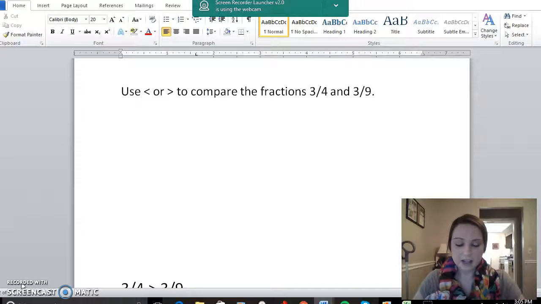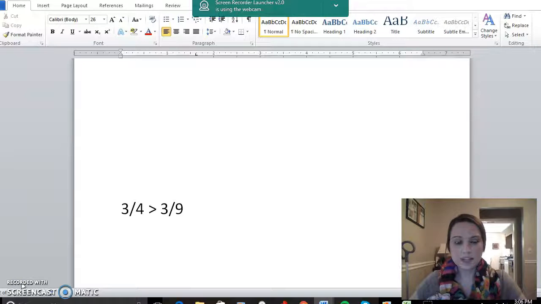A whole that is divided into 4 equal parts will have larger fractional parts than a whole that is divided into 9 equal parts. Since the numerators are the same, the fraction with the smaller denominator is greater, meaning that 3/4 is greater than 3/9. Again, when writing this, we write 3 over 4, greater than sign, 3 over 9.